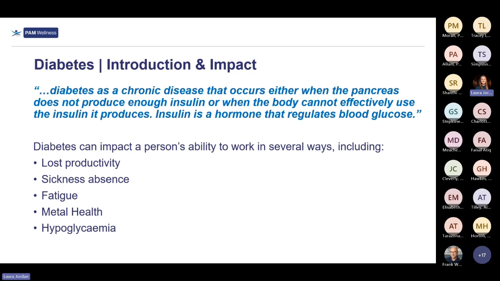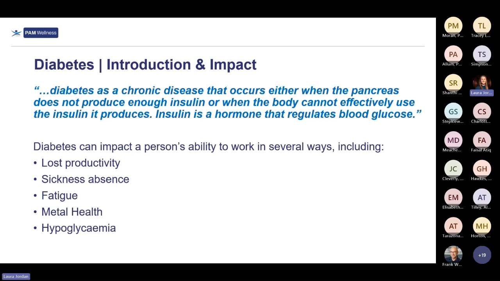But the second thing to look at is sickness absence. So people with diabetes may have more sick days than people without diabetes, and this will be for potentially routine GP appointments or more so looking at the complications that may arise with diabetes. Fatigue, in particular, can be a symptom of diabetes and may lead to a drop in performance. The stress as well of managing diabetes can impact mental health, which can make work pressures worse.